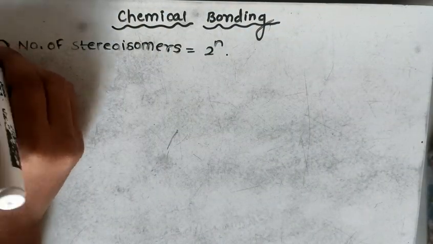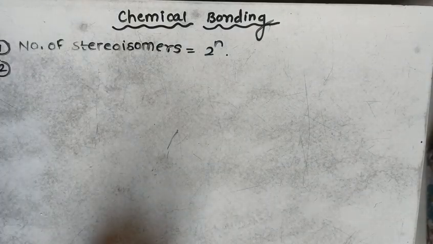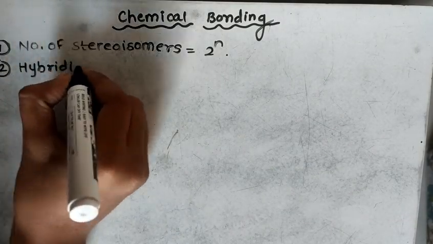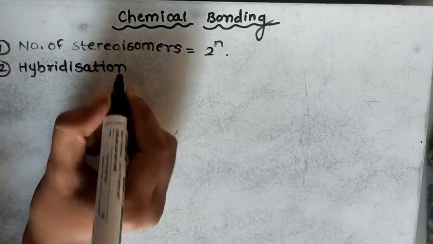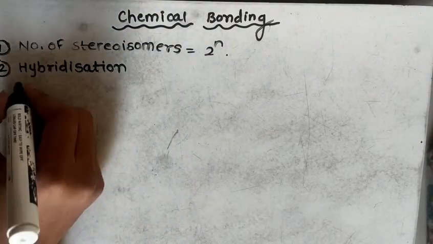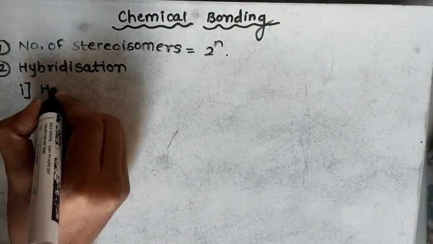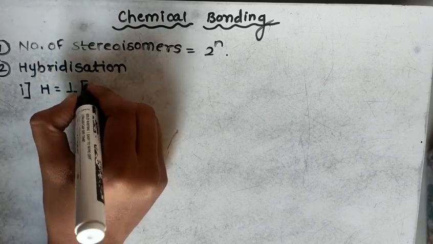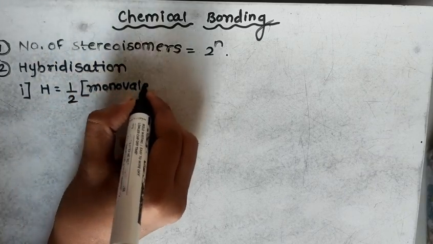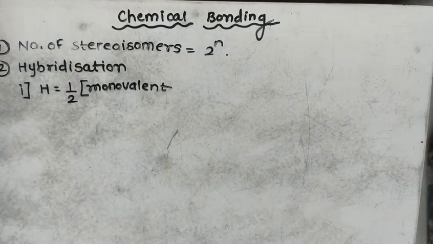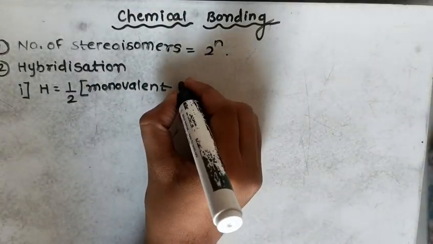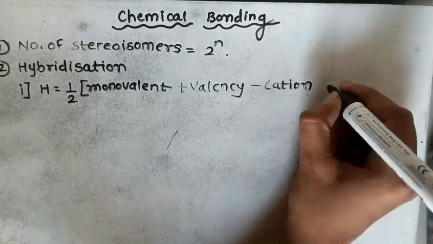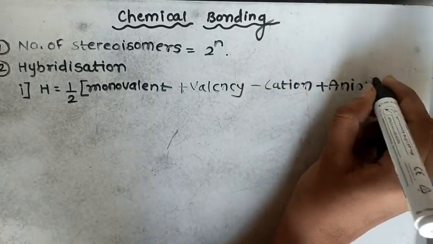Second, and the most important thing, which is asked mainly in the JEE Mains examination and MHT-CET, is the hybridization. I have two important formulas of this hybridization. Let us start with the first. Hybridization H is equal to half of monovalent plus valency minus of cation plus anion.